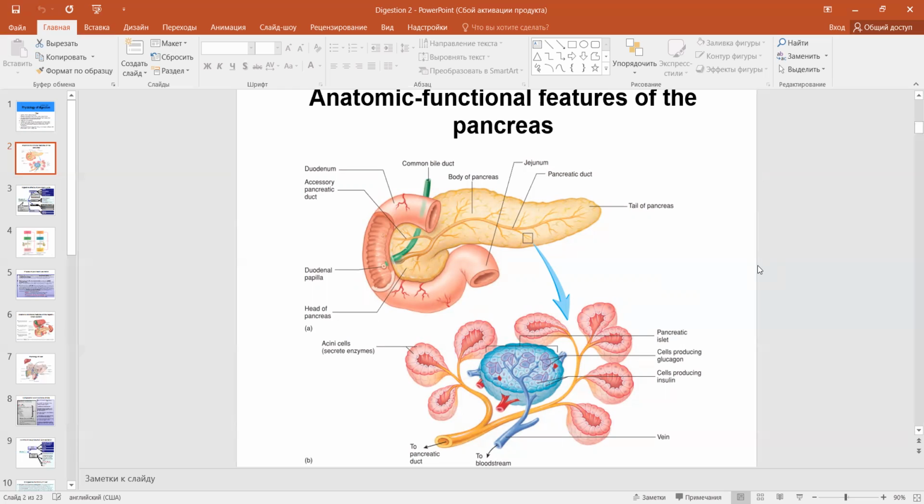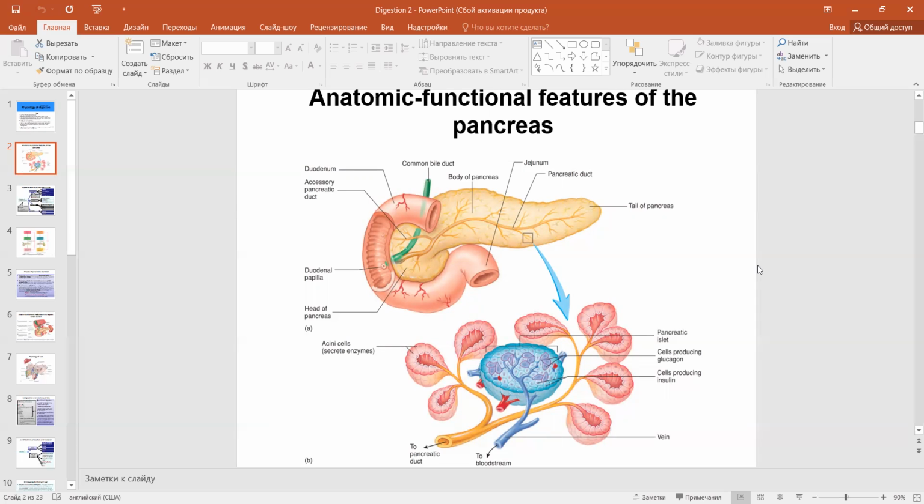So the pancreas is located retroperitoneally, posterior to the stomach, in the inferior part of the left upper quadrant. It consists of a head located within the curvature of the duodenum, a body, and a tail which extends to the spleen. The pancreas is a complex organ composed of endocrine and exocrine tissues performing several functions.